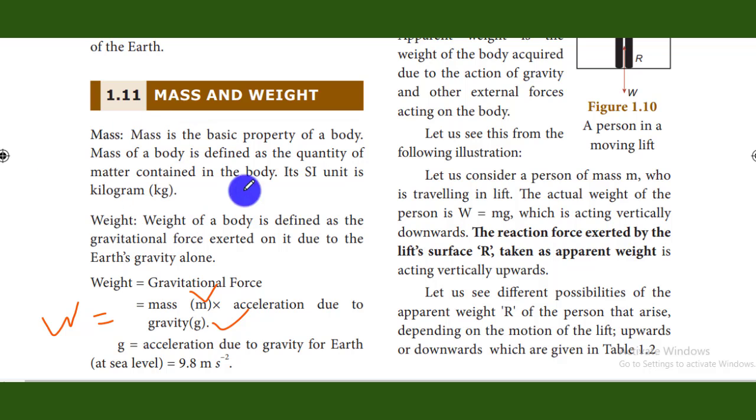You can classify this into a tabular column also. Weight is the gravitational pull acting on the body, and mass is the inherent property of the body. That is the basic property of a body used to mention the quantity of matter contained in it, called mass. Okay, question number 4.